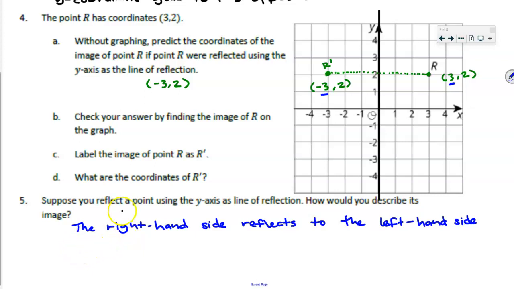Yeah, the y-coordinate stays the same this time. The x-coordinate is the one that goes to its opposite because, again, the right-hand side are the ones that have the x-coordinate that's positive. And the left-hand side is where the x-coordinate is negative.